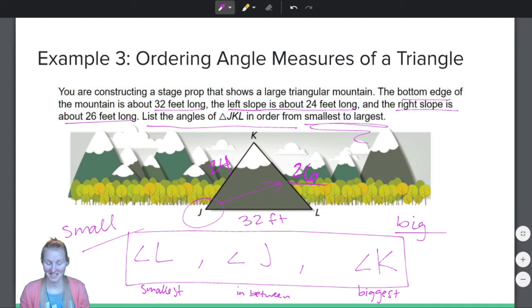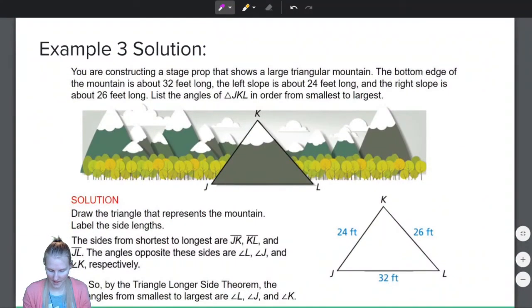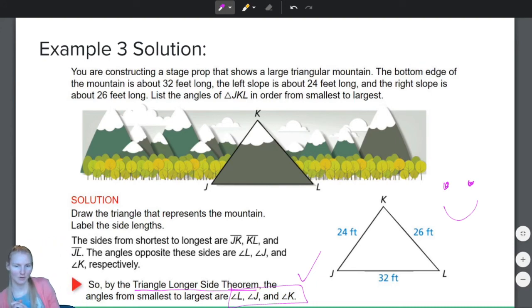Ta-da! Let's check and see if we were correct. Angle L, angle J, and angle K. Boom! We were correct. And this is by the Triangle Longer Side Theorem, of course. Alrighty, I'm going to move out of the way so you can see the whole thing if you want to.